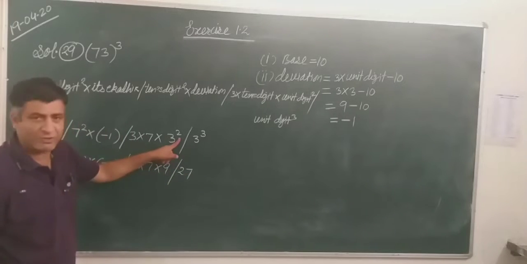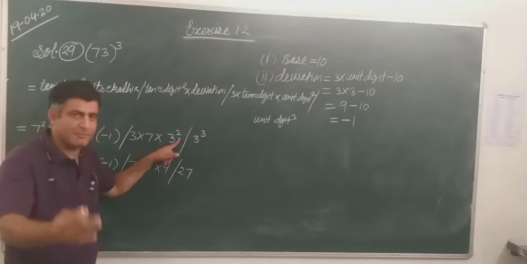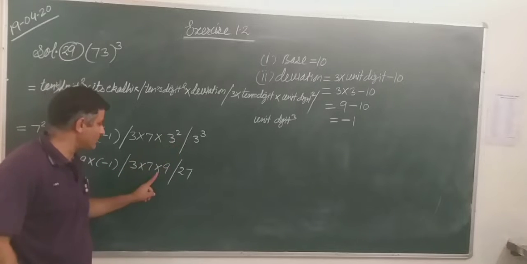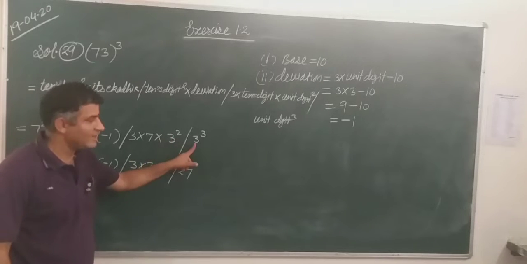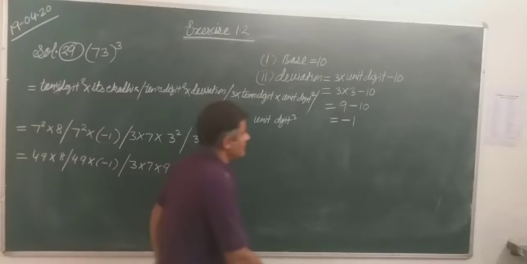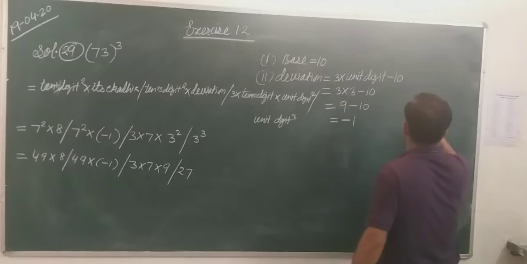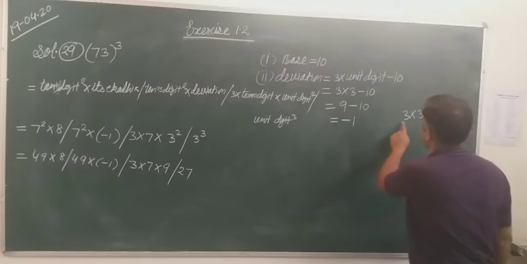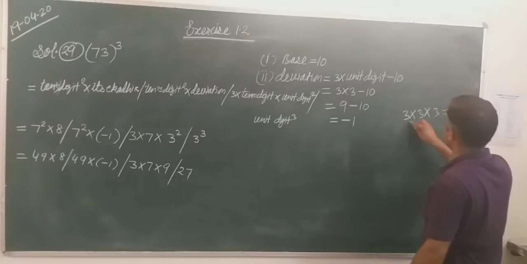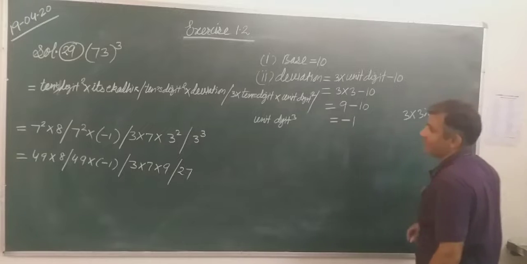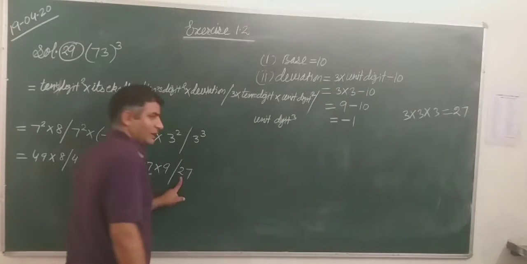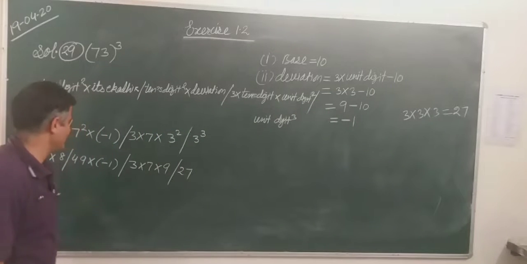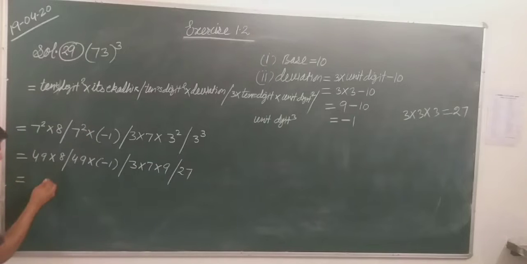See here it is 3 square. So 3 square means 3 multiplied by 3, and you know that 3 multiplied by 3 is 9. Similarly here 3 cube. 3 cube means you will multiply 3 by 3 times. So 3 times 3 is 9, 9 times 3 is 27. So what is the product? The product is 27. Here again you will multiply it by 8.